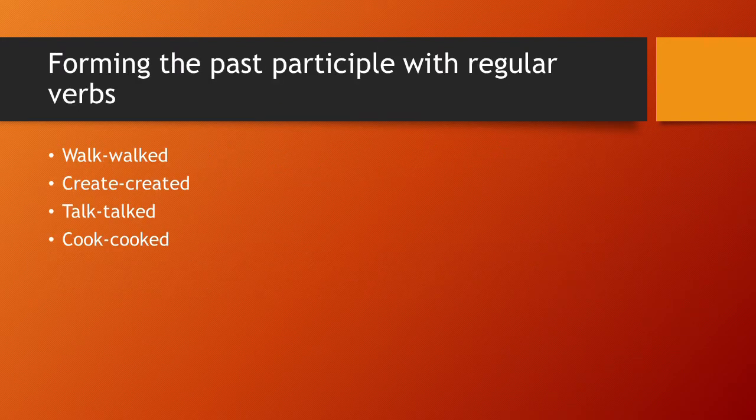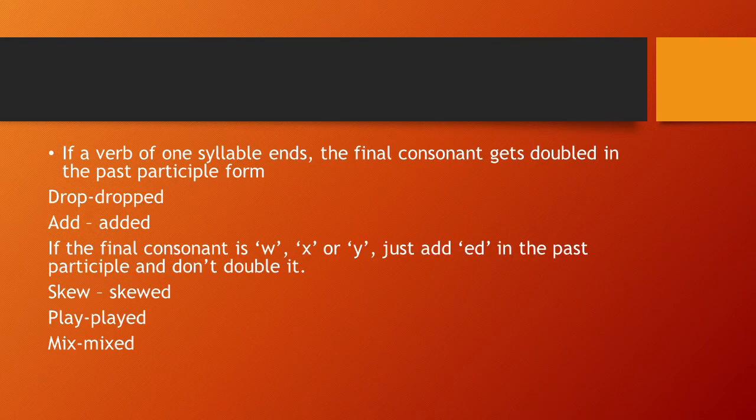Now those were irregular verbs, and this is the past participle with regular verbs. When you look at regular verbs, the past participle is formed by merely adding ed to the verb itself. So walk becomes walked. Create already has e at the end of it, so you just add d, giving created. Talk becomes talked. Cook becomes cooked. So these are your regular verbs. And some more detail here. If a verb has only one syllable in it, the final consonant gets doubled in the past participle form.